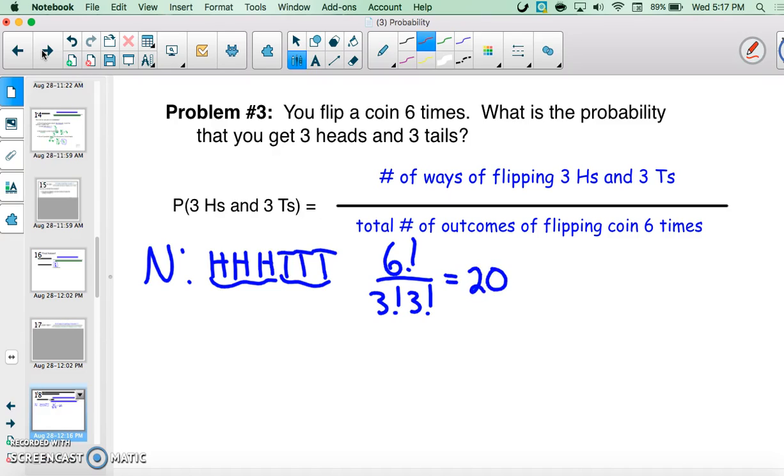Another way you could have found this is by doing choosing. So you could have done 6 choose 3, and that also would have given us 20. So whichever way you like it better.